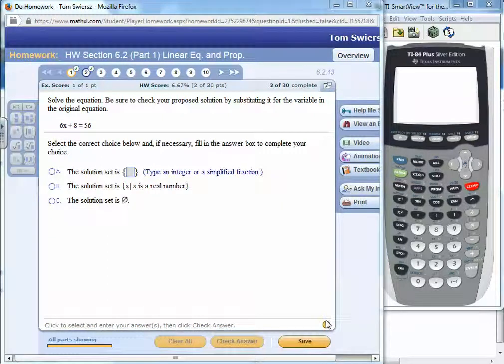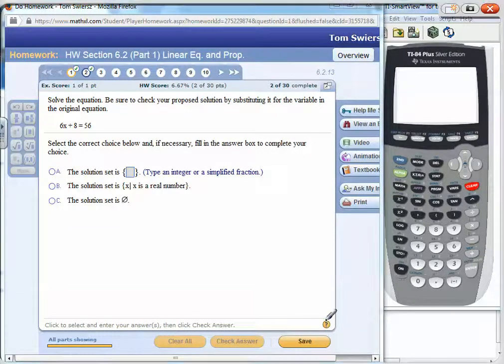Let's go ahead and begin with homework exercise number 1 from section 6.2 part 1. Okay, we are solving equations, which we have to do with pencil and paper. We can do the arithmetic on the calculator, but the steps must be done with pencil and paper.